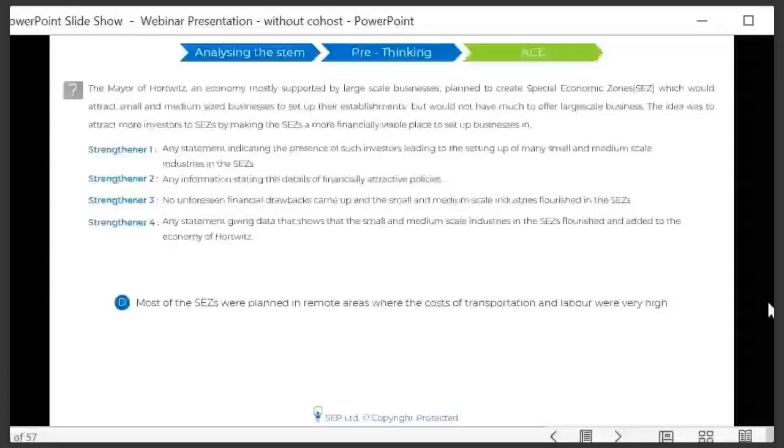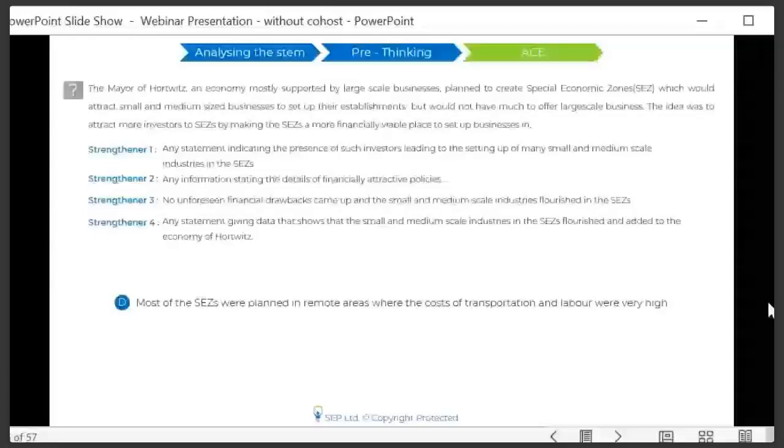Many investors are reluctant to invest in small and medium scale businesses as the return on investments are often low and risks comparatively high. This choice is almost the opposite of Strengthener 1. There aren't too many investors who are interested in investing, and therefore this choice weakens the conclusion and is incorrect.